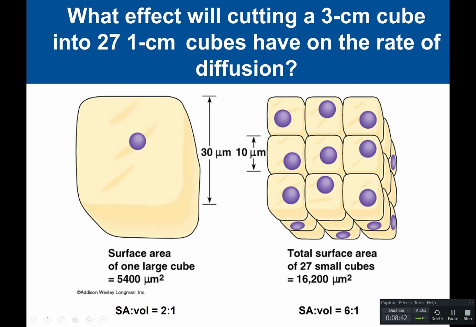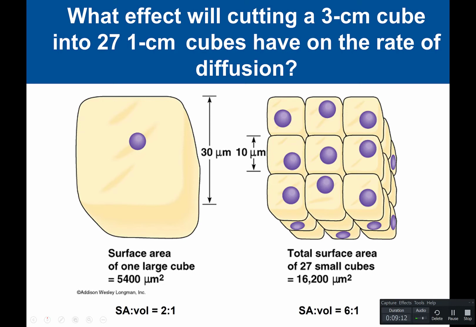So if we take that one big cube and instead we cut it into 27 smaller cubes, right? The bigger the cube, the smaller the surface area to volume ratio. The smaller the cube, the higher the surface area to volume ratio. So what we're trying to see is which one will have the faster rate of diffusion. Will water diffuse faster in the small cube or the large cube?